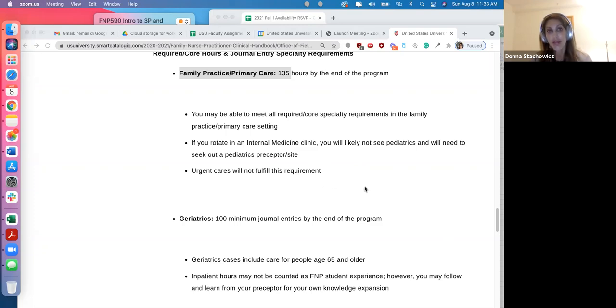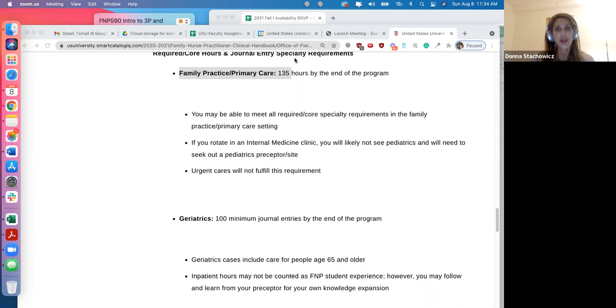Yes, cardiology, as long as it's not interventional cardiology or inpatient cardiology, is fine. If it's just an outpatient cardiology clinic, it would be approved for 40 hours as long as the preceptor is approved. So yes, absolutely, not even just 40 hours.